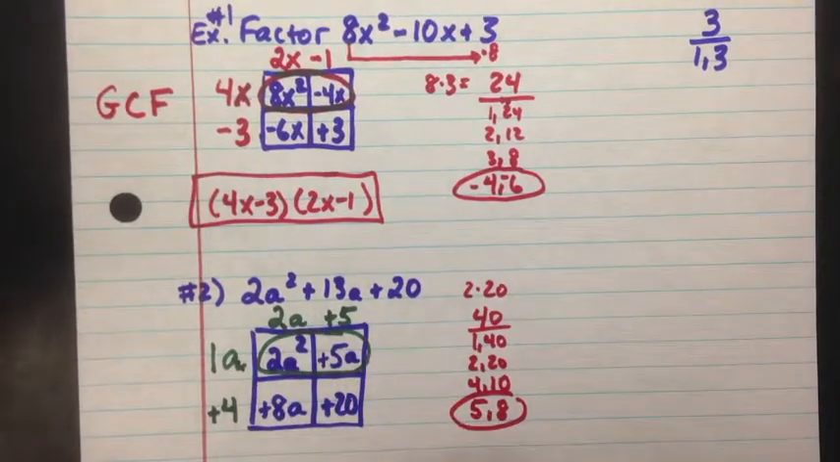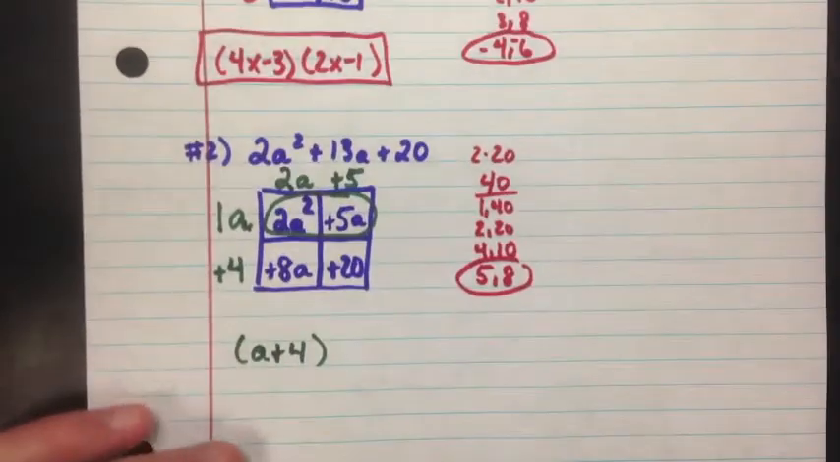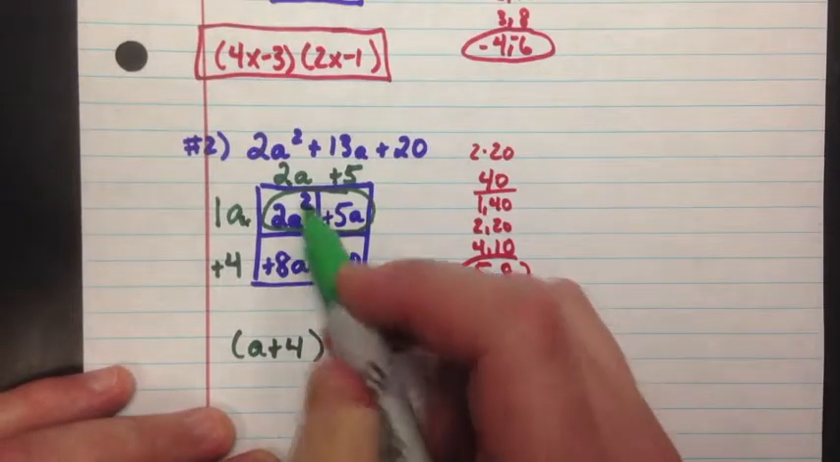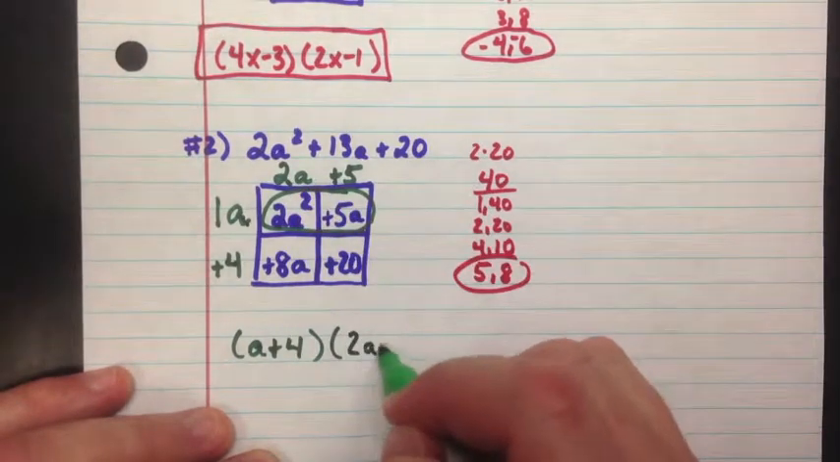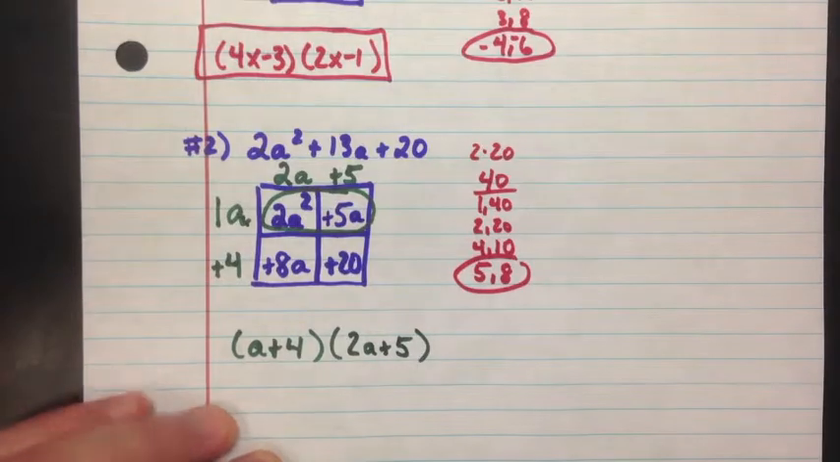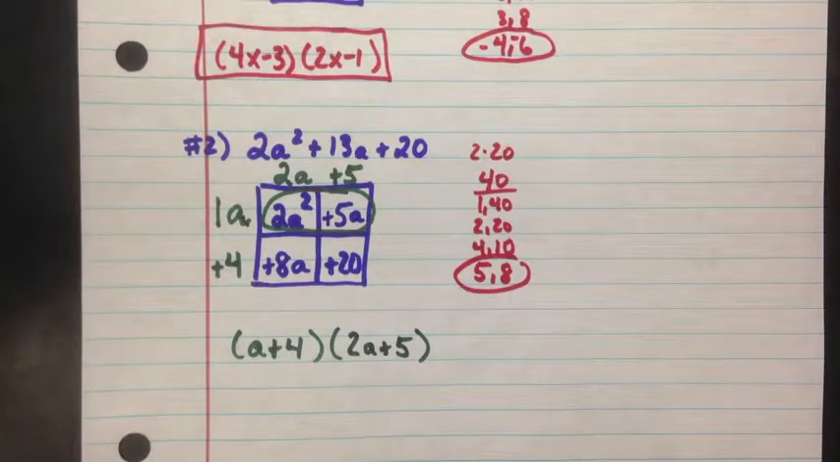My answer is a plus 4. I could put the 1 in front, but I don't usually do that. A plus 4 times, the other factor is 2a plus 5. These are our factors. Okay, and that's it for number 2.